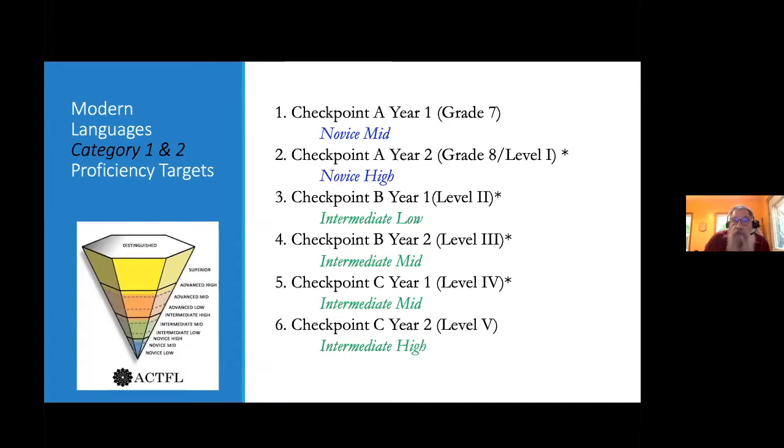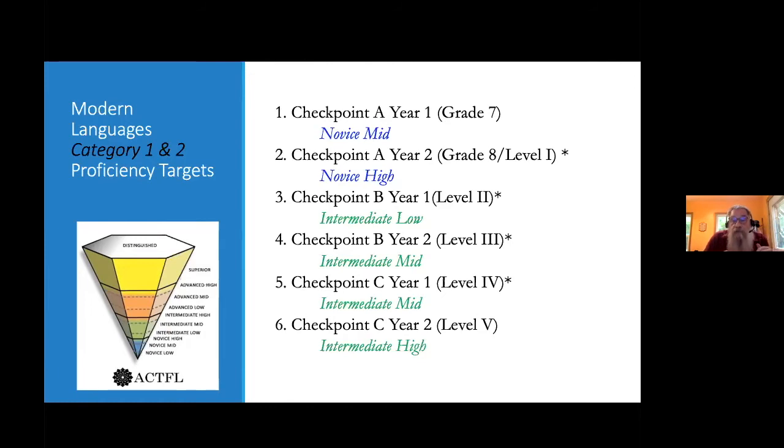Now, category 1 and 2 languages are those languages that use the Roman alphabet. Our Romance languages and our Germanic languages: French, Spanish, Portuguese, German, and Italian. Those are the category 1 and 2 languages. These are from the FSI, the Foreign Service Institute, and the Interagency Language Roundtable. It's based on the number of hours necessary to reach a 2 level on the ILR scale. And so for checkpoint A, our ultimate target is novice high. So in 7th grade, the first year, we target novice mid. The second year, we target novice high.